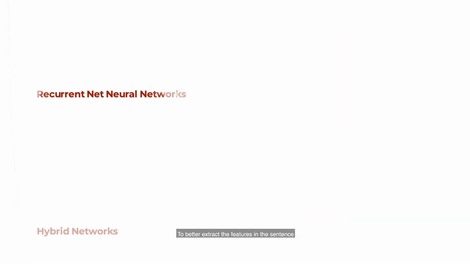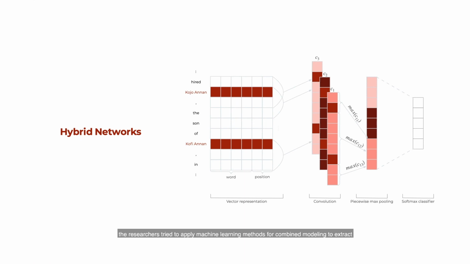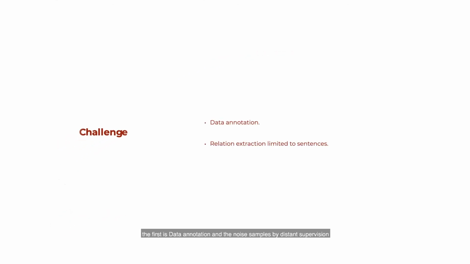To better extract the features in the sentence, the researchers try to apply machine learning methods for combined modeling. This model proposed a piecewise convolutional neural network in response to the error problem caused by the traditional model relying on NLP tools. There are currently the following challenges. The first is data annotation and the noisy samples from distant supervision. Meanwhile, relation extraction is limited to sentences. A large number of relationships appear in multiple sentences and one or more documents.